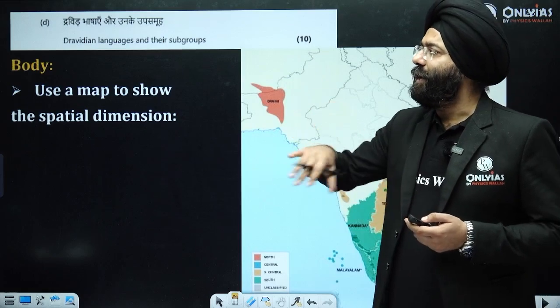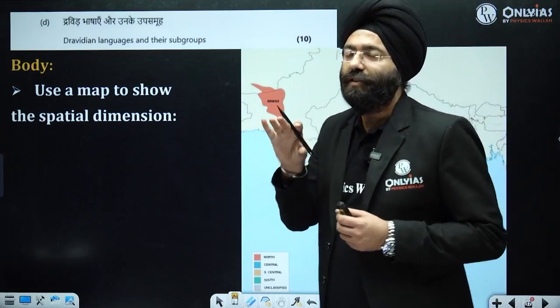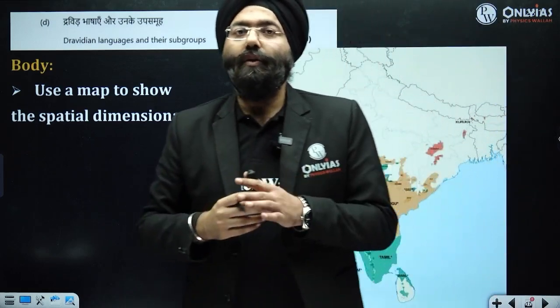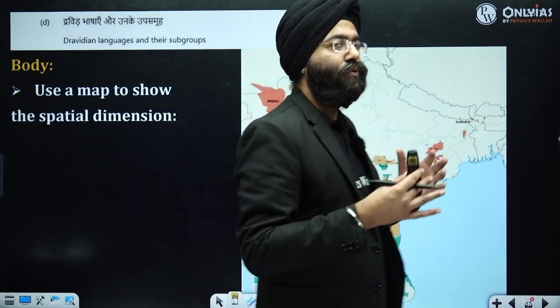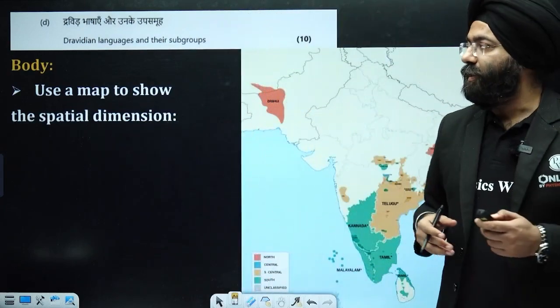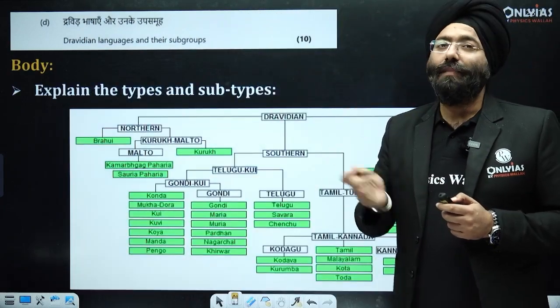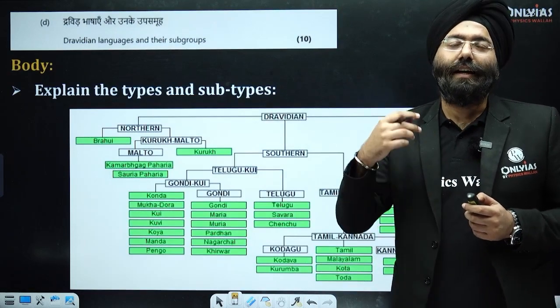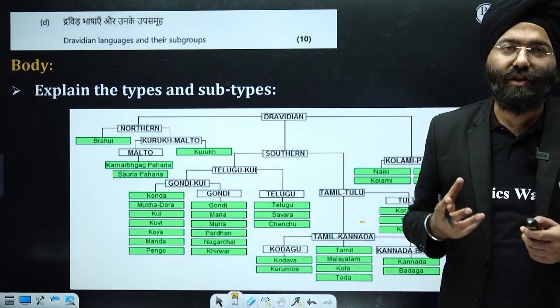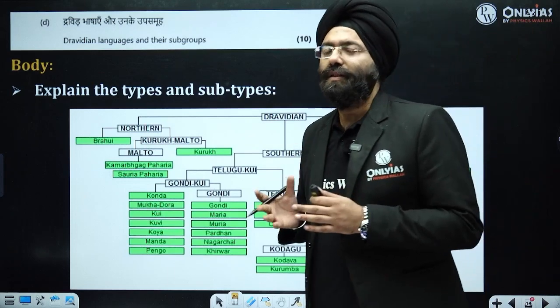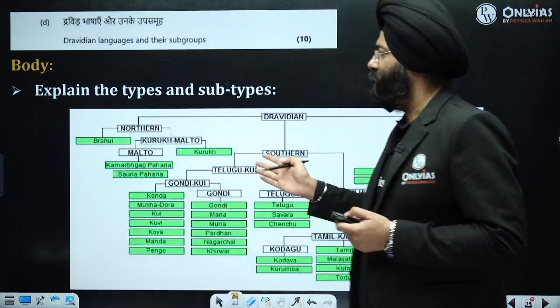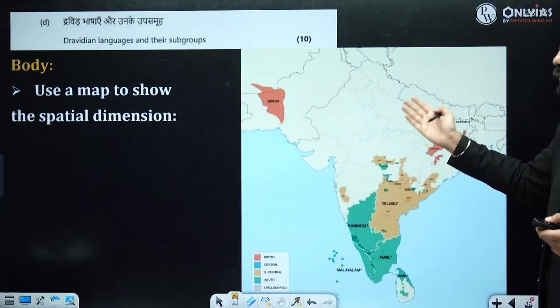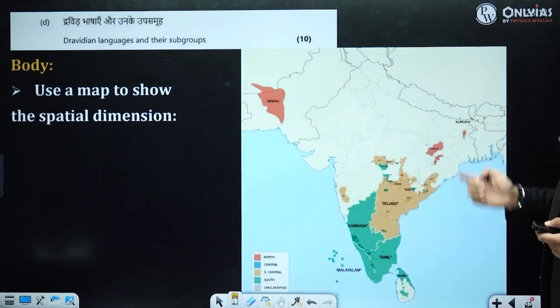Then comes the next part, which, if you add, possibly you will get half a mark or one mark extra. Try to use a map to represent it. See, what we do is we think about what adding a map is going to do. Basically, it increases the presentation, or the way it is being represented. So it definitely gives you more value. Clear? So after this, you can draw a map and show it as we have shown over here.